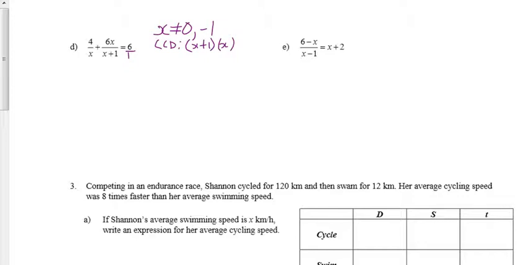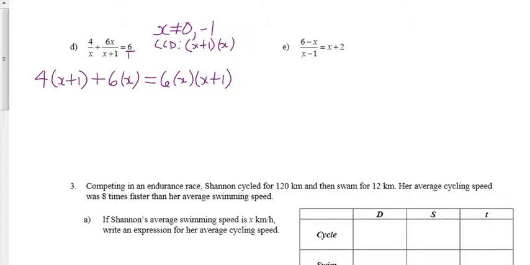Okay, what are we going to do? We're going to multiply each term. We'll do the short way, then we'll do the long way. So the short way is to say, I'm multiplying by this. The x's are going to take each other out, and I will be left with 4 times x plus 1 plus 6 times x, because the x plus 1s are going to take each other out, equals 6 times x plus 1.